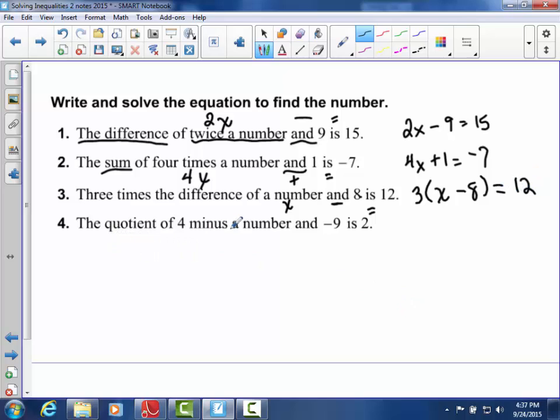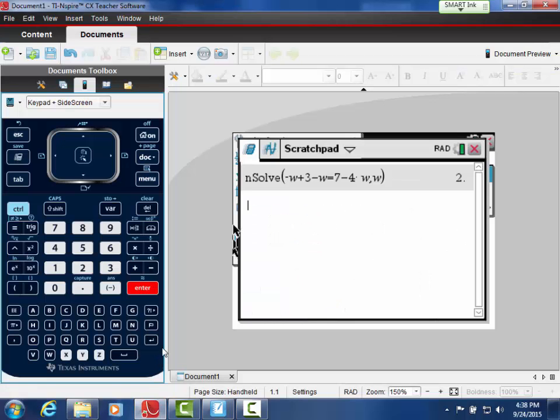And finally, the quotient of 4 minus a number and -9 is 2. Quotient tells us to divide. We look for the and, that's our division symbol. 4 minus a number, so 4 subtract x, and -9 is equals 2. So 4 minus x divided by -9 equals 2. Okay, then you want to go ahead and solve them and write your answers out to the side. Okay, I would like to remind you that you can use your calculator to do this.